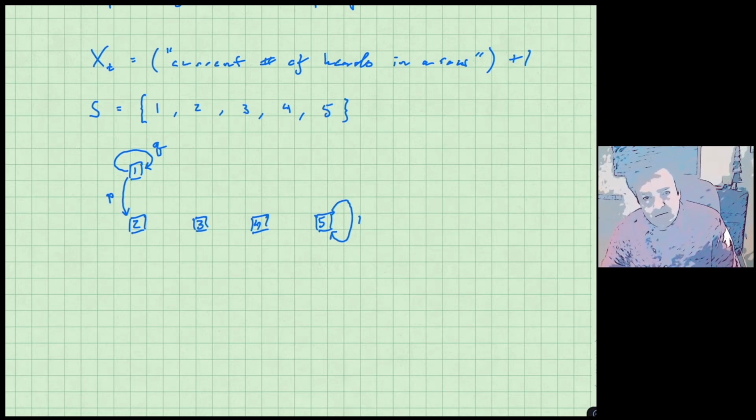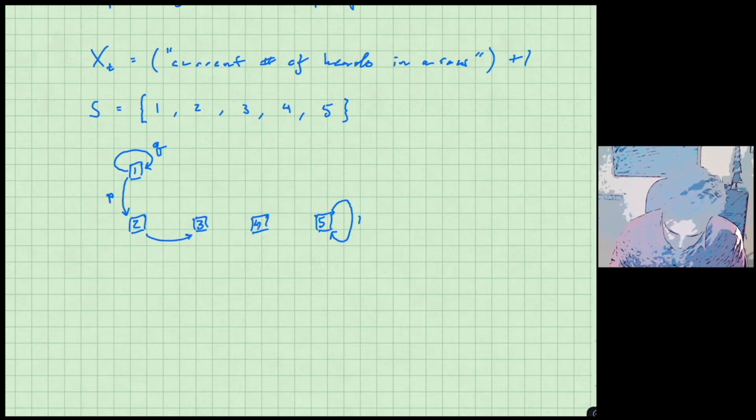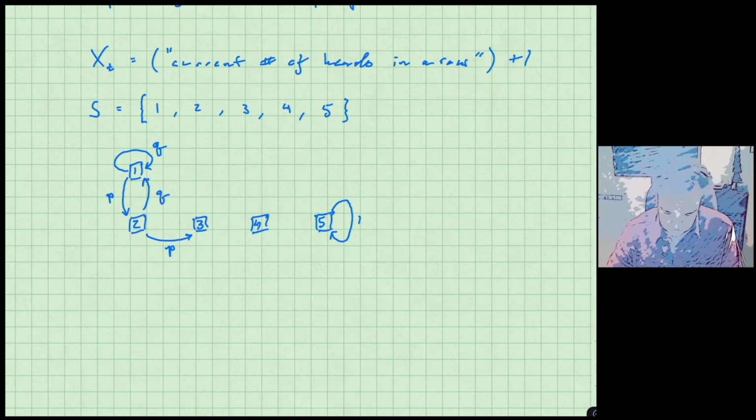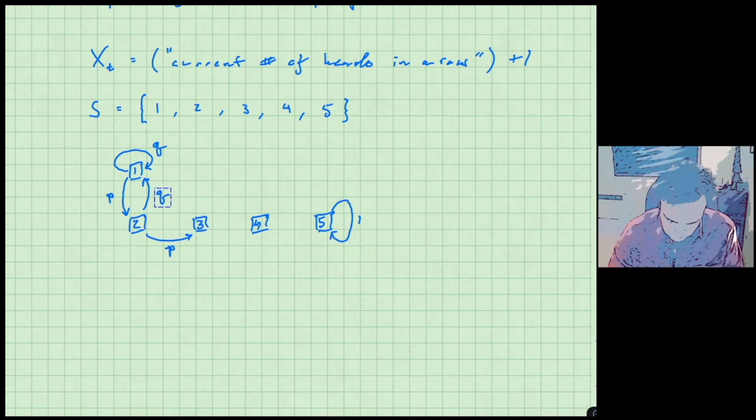From state 2, there's 2 things that could happen to you. You flip a coin and you get up to 2 heads in a row, and that looks like this. That happens with probability P. Or you could flip a coin and it's tails, which puts you back into state number 1, and so that's probability Q, like this, right?